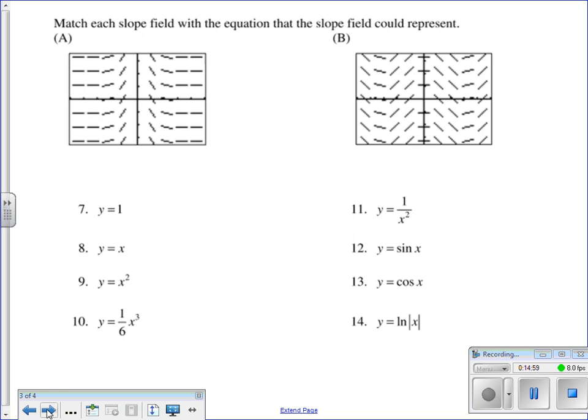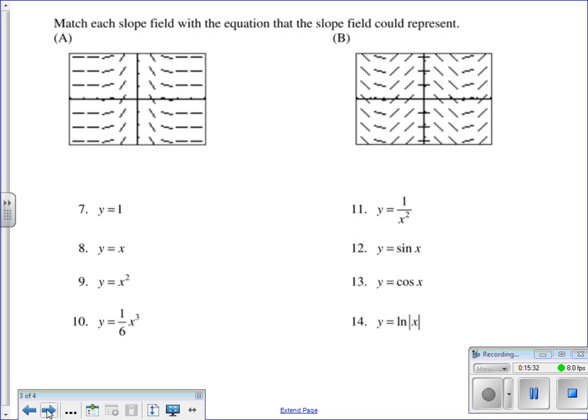Now, notice what's going on at x equals 0. At x equals 0, it looks like I have vertical slopes because they line up, right? You don't see anything else. If it was horizontal, you'd see a little horizontal one. Like here, it's horizontal because these are all horizontal. You can't see it, so this is going to be vertical, which means I have an undefined slope at that point. That means whatever this is has to be equal to 0 when x equals 0.